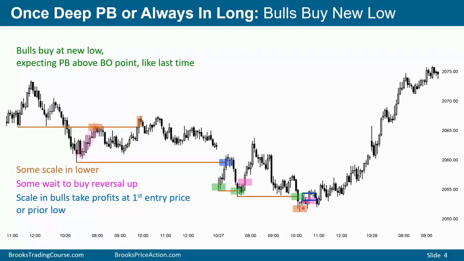The scaling bulls will take profits at their first entry price. So let's say they buy here and more 1 point lower, and the market gets back to their first entry price. They'll exit at their first entry price, break even on their first buy, and with a profit on their second. Or they may exit part of their trade there and then hold on to half of their position, hoping for a swing up.